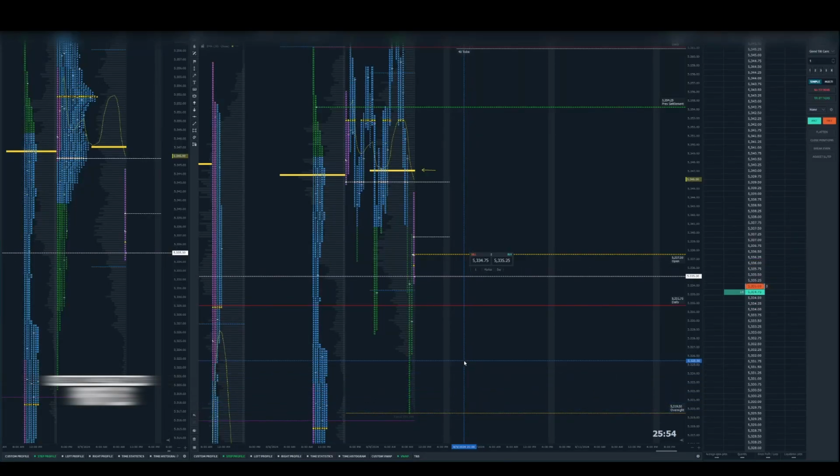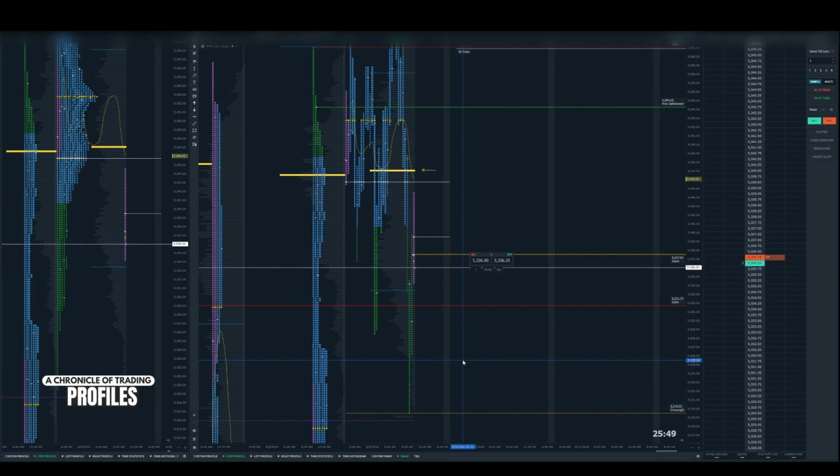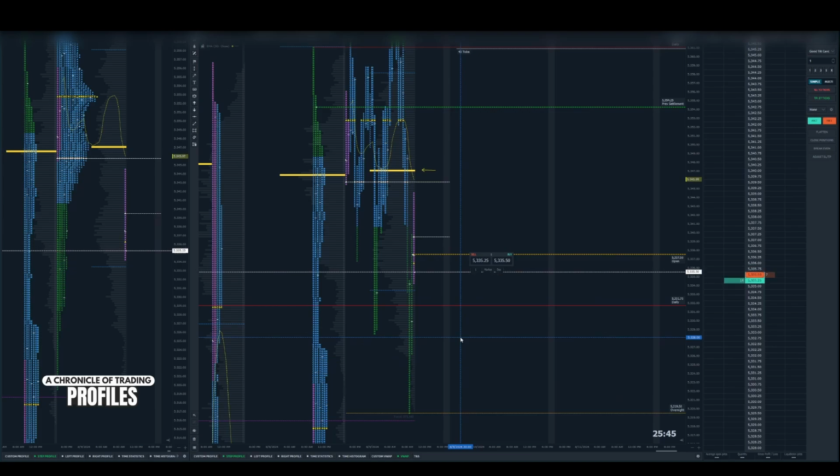Took this trade in the A period right after the open. I'm watching the overnight there. I have that open just to the left of the A period. You can see how we're kind of rotating. So that's what I'm thinking that we're going to end up doing. So I'm looking for a spot to get in.